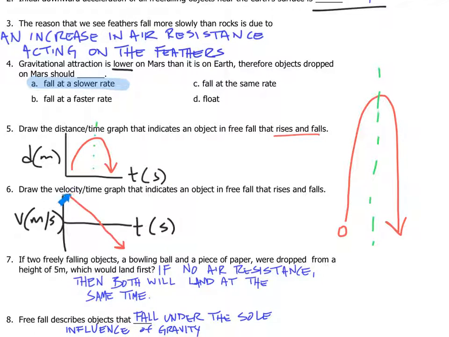So the first part shows the line is approaching 0, it's slowing down, and then it changes direction and it moves away from 0, showing that it's speeding up as it comes back down.